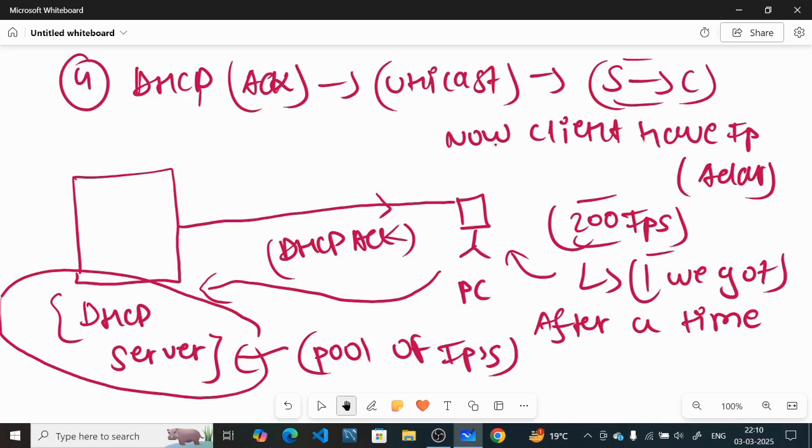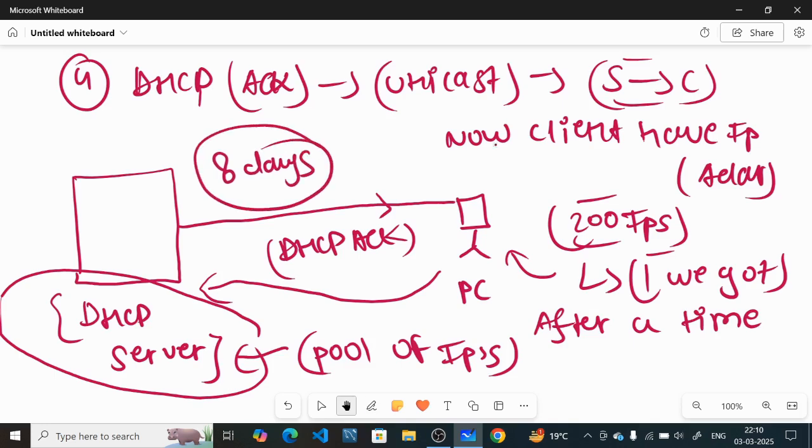Lease is nothing, just a time duration, a time period through which you can use that IP address. Our machine uses that IP address, or that particular IP address gets assigned to that machine. So what is the default duration? The default duration is 8 days.